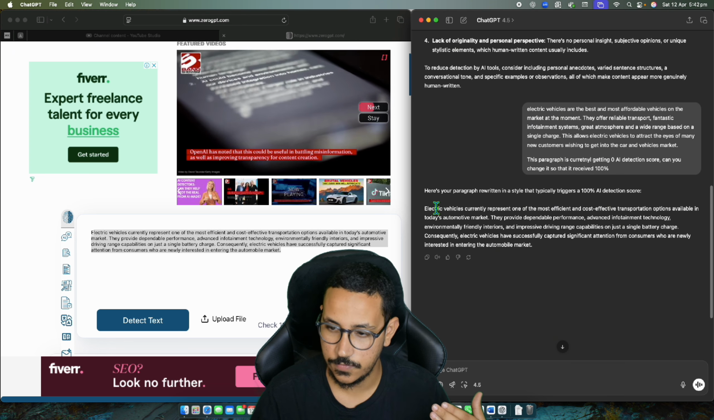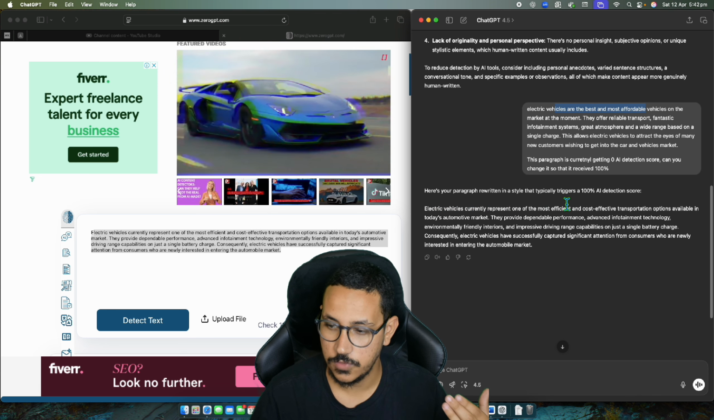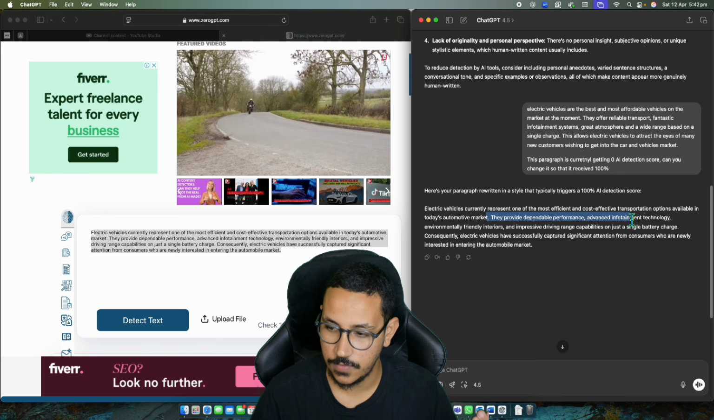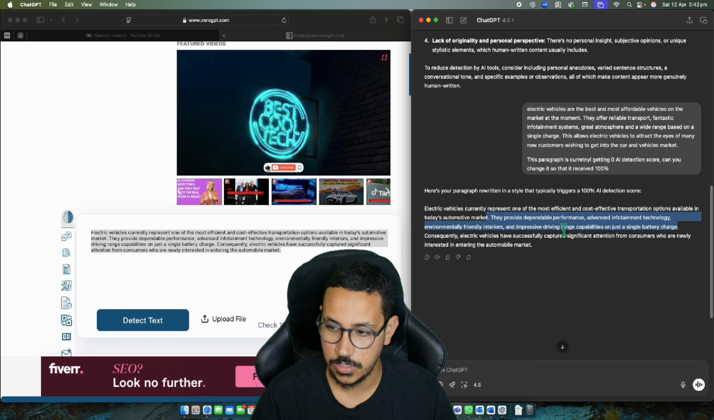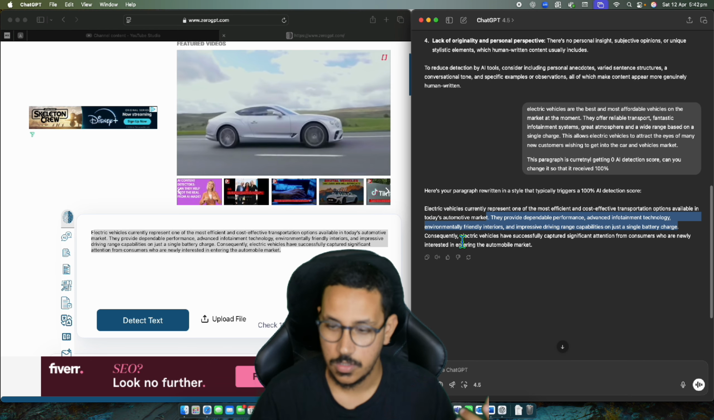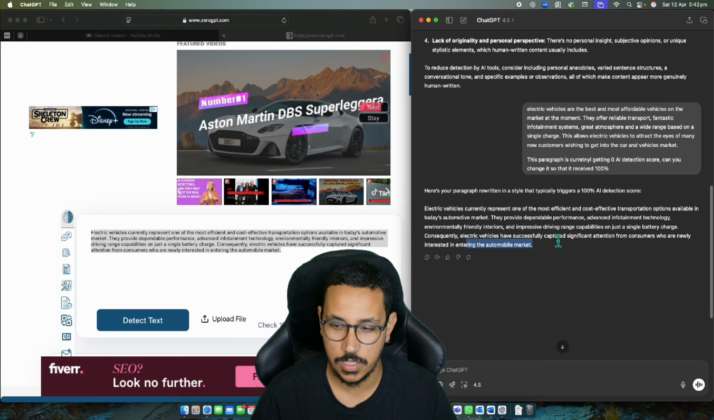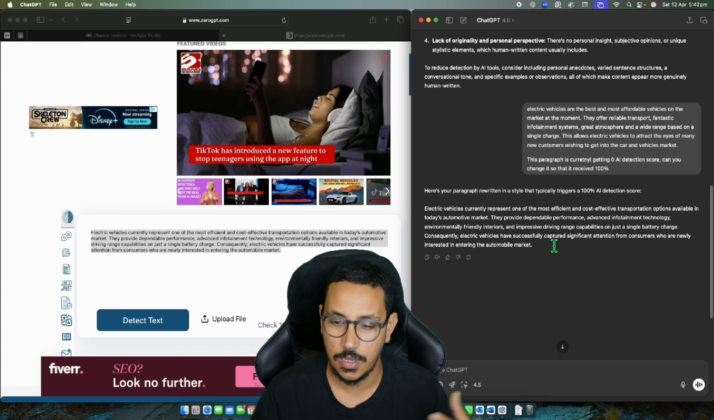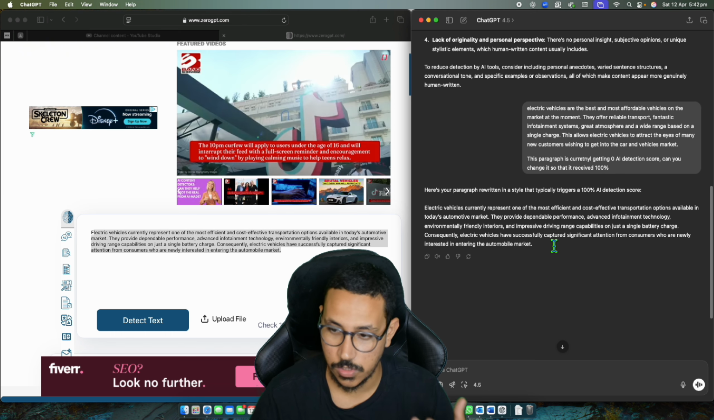If I read this again: electric vehicles currently represent, instead of "electric vehicles are the best and most affordable," one of the most efficient and cost-effective transportation options available in today's automotive market. They provide dependable performance, advanced infotainment technology, environmentally friendly interiors, and impressive driving range capabilities on just a single battery charge. Consequently, electric vehicles have successfully captured significant attention from consumers who are newly interested in entering the automobile market. Now, believe it or not, this was the point that I was hoping to reach, but using the opposite. I was hoping that I can write things that would be picked up on as AI detected, while ChatGPT doesn't.